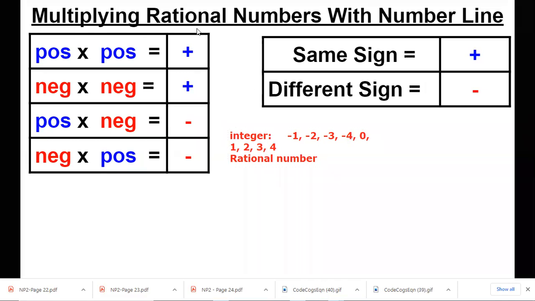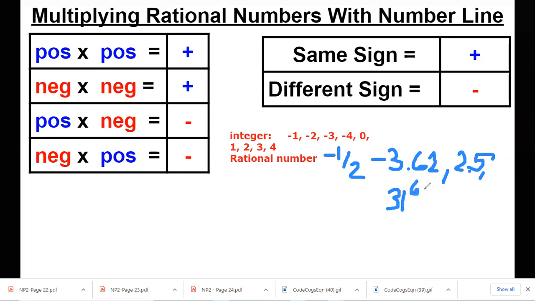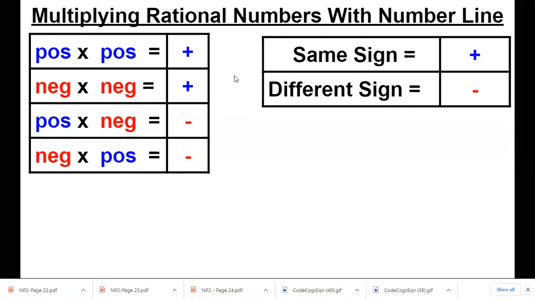Rational numbers, on the other hand, are the in-between numbers like -1/2 or -3.62 or +2.5 or +31 and 6/7. So any number you can think of that is in between the counting numbers and the negative counting numbers are called rational numbers. So today we're going to be multiplying fractions and decimals. So let's take a look.